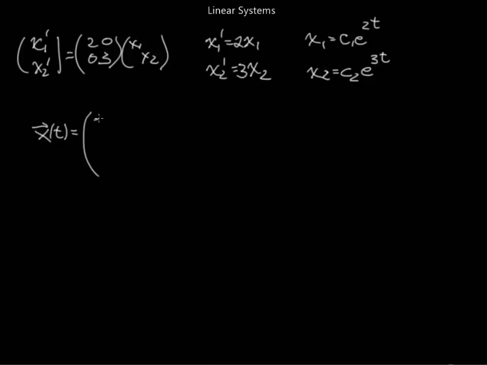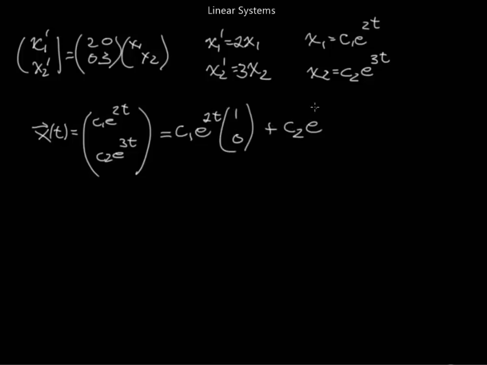So in some sense this isn't really a system. In any event, we want to write this as a vector, so we can think of it as c1 times e to the 2t times the vector 1, 0, plus c2 e to the 3t times the vector 0, 1. So this is intended as a hint to what the general solution is going to look like. It has something to do with exponentials and vectors.